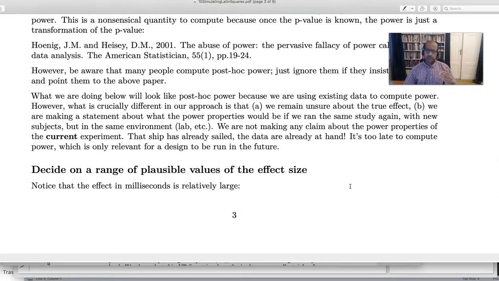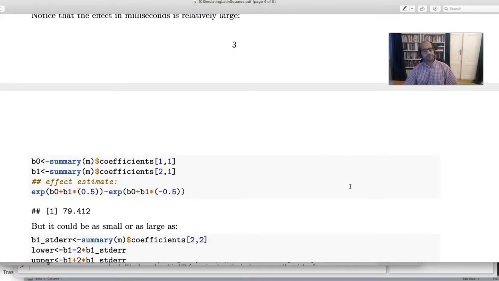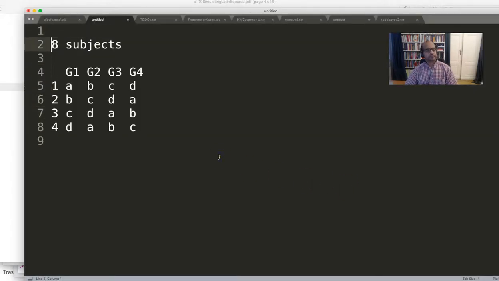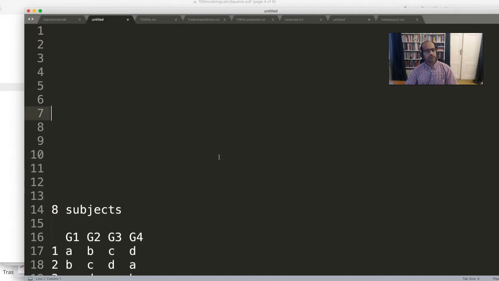Alright, so the first thing we are going to do to plan ahead is to ask ourselves what is the plausible range of effect sizes. So we have to study this problem now and think about it. Remember the following thing that I had taught you long ago. If you're analyzing data on the log millisecond scale, and let's say you have two predictors, I've got this dative predictor which is coded plus 0.5, minus 0.5.